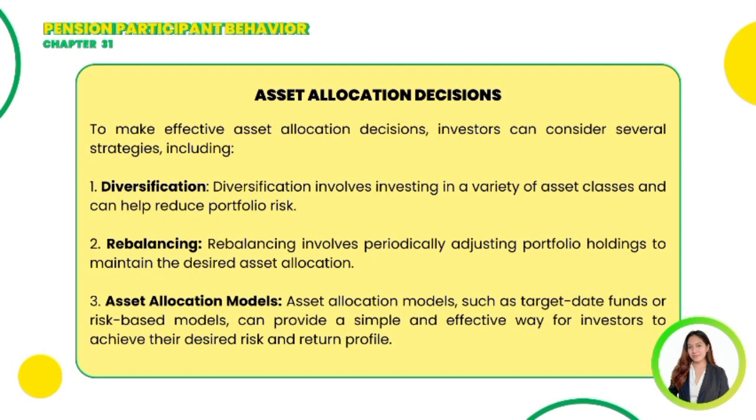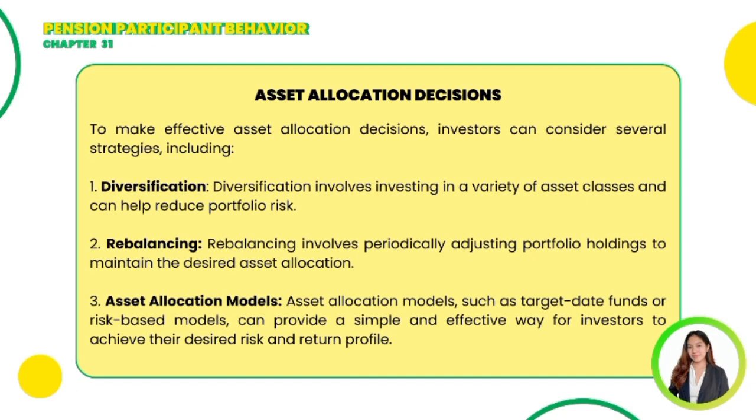Here are some strategies that investors can use to make effective asset allocation decisions. First, diversification. Diversification is a crucial strategy for making effective asset allocation decisions. It involves investing in a variety of asset classes, such as stocks, bonds, real estate, and commodities, to help reduce portfolio risk. By diversifying their investments, investors can reduce their exposure to any single asset or market segment and spread their risk across multiple areas. This can help protect against losses during market downturns and potentially increase returns over the long term.